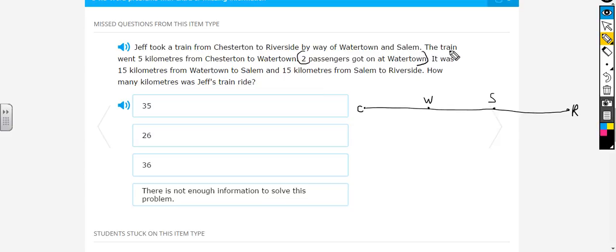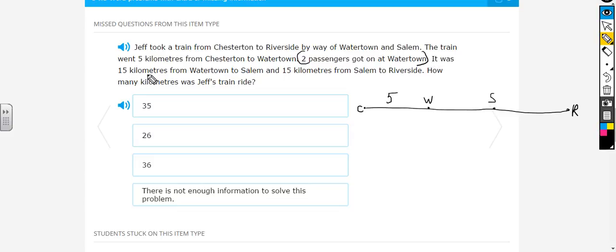All right, then it says the train went 5 kilometres from Chesterton to Watertown. So between Chesterton and Watertown is 5. Okay, and we can ignore this 2 passengers got on at Watertown because we've looked at the question and it says nothing about how many people were on the train. We don't need that information. Okay, so let's get on here.